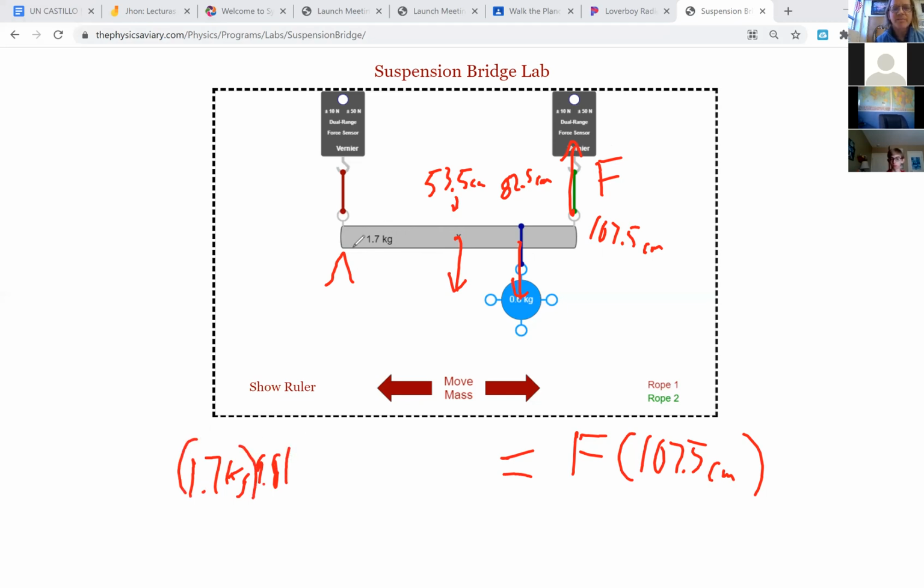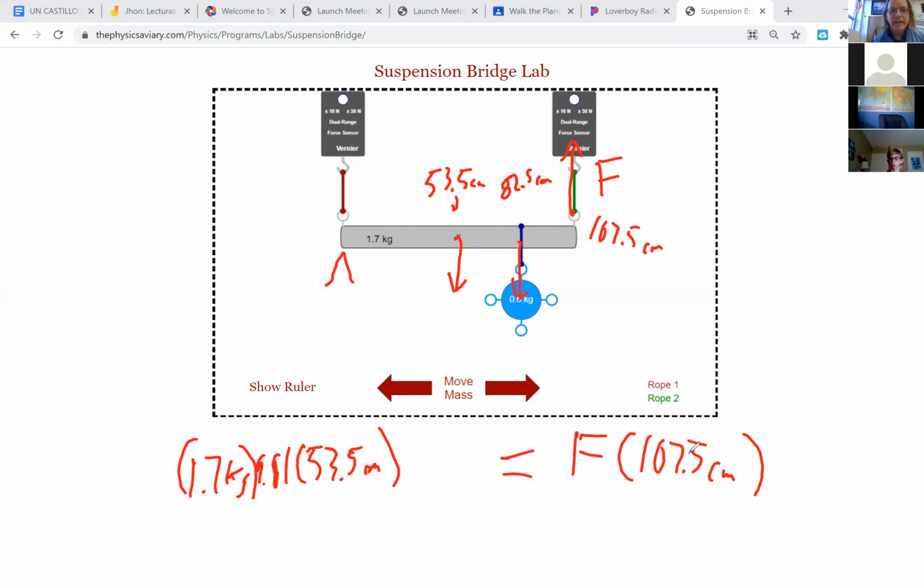And then times my distance from my fulcrum, which is 53.5. Now you might say, hey, Mr. Olson, that's not in meters. Yep, you're right. Everything is going to be in centimeters. They're going to cancel out. It's not a big deal.